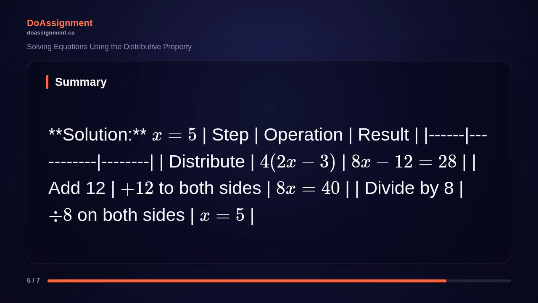To summarize, we applied the distributive property to get 8x minus 12 equals 28. Then we added 12 to both sides to get 8x equals 40. Finally, we divided both sides by 8 to find x equals 5. We confirmed this is correct by checking it in the original equation.